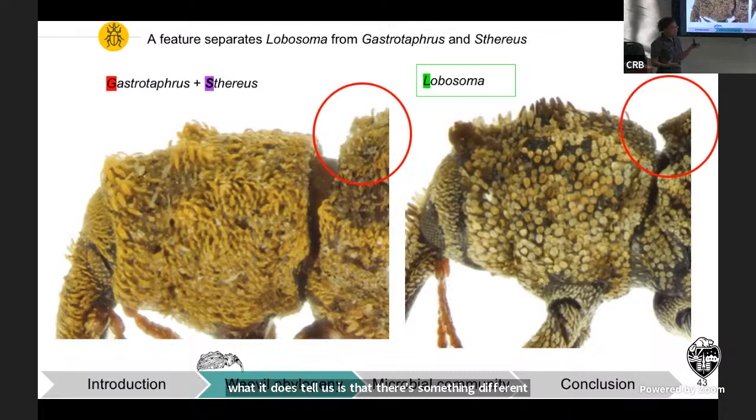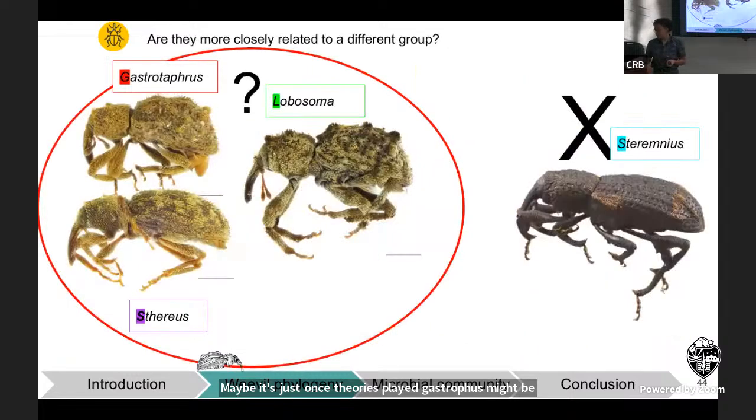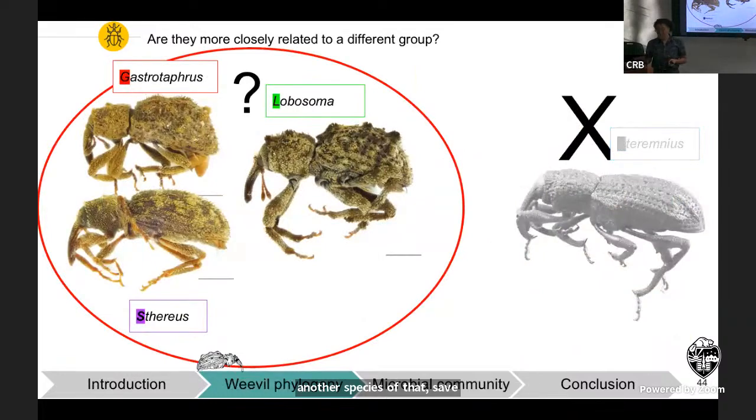And to me, that starts to suggest that Gastrotaphrus and Asterias, there was that clade where they were always together. Now there's some morphological evidence to suggest that maybe they're actually the same thing. Maybe it's just one Asterias clade, and Gastrotaphrus might be another species of that clade. But I couldn't determine based on just that information whether or not Stromnius was certainly different based on morphological characters.